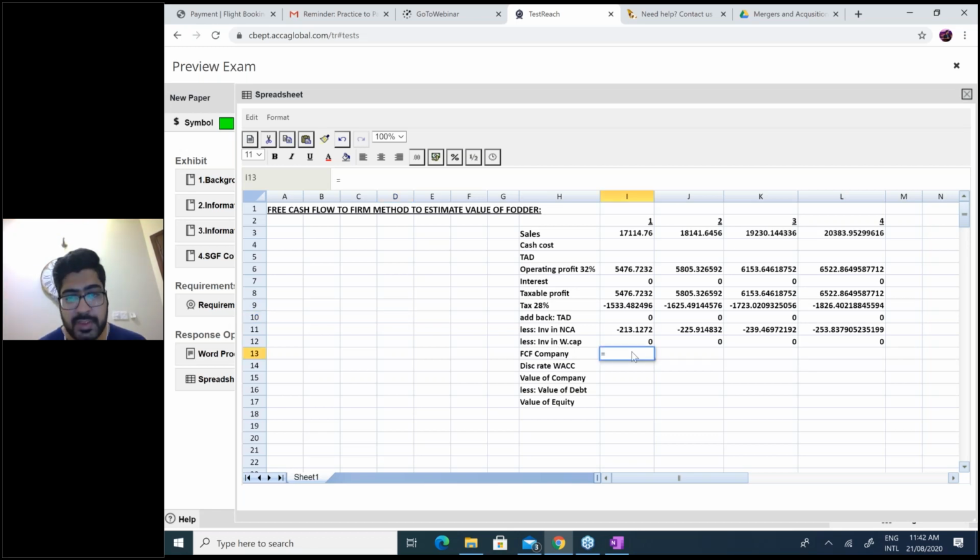All of this led to FCF to company. So FCF to company would just be the sum of taxable profit, deduct tax, I8 taxable profit, you deduct tax and everything to I12, and you can drag it across. So you've got FCF to company, future FCF to company. Okay, any questions up till now?